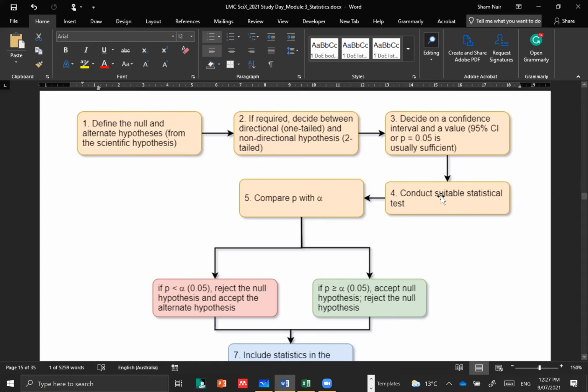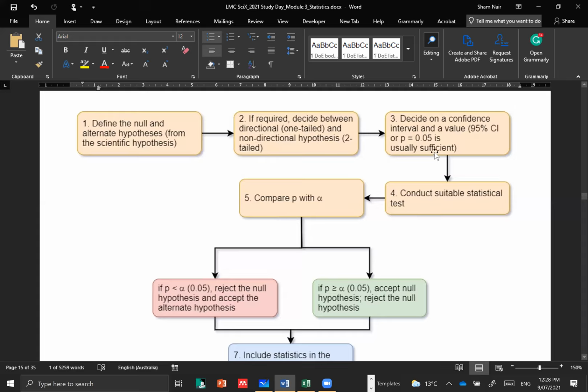Then think about which statistical test we will conduct. I'll come back to that in just a tick. Then conduct the statistical test. The statistical test will tell us how to compare, and will give us the p-value. Compare the p-value with the alpha value.